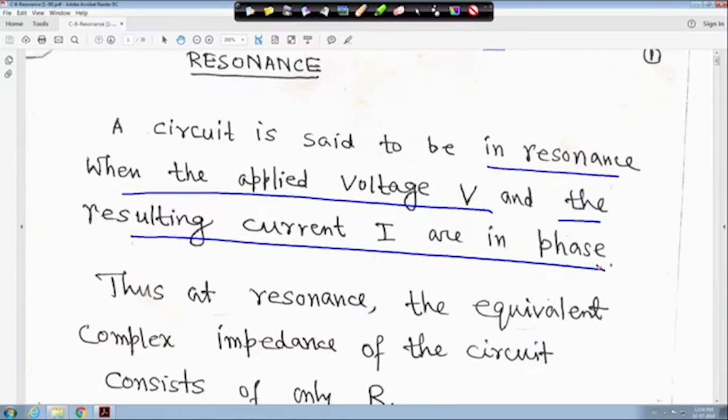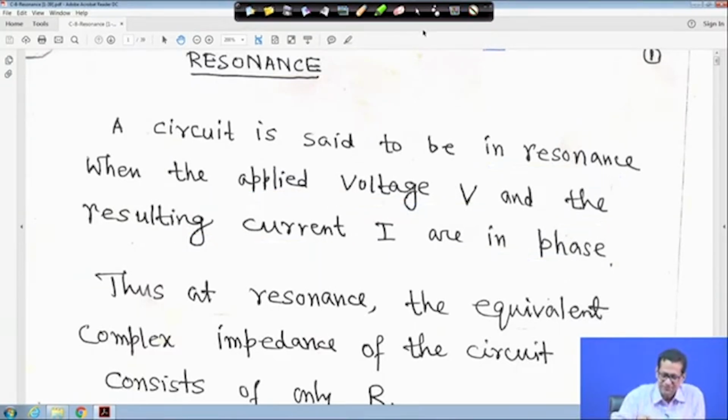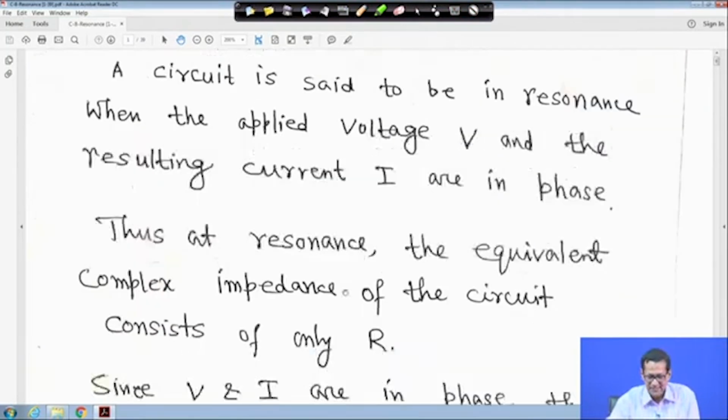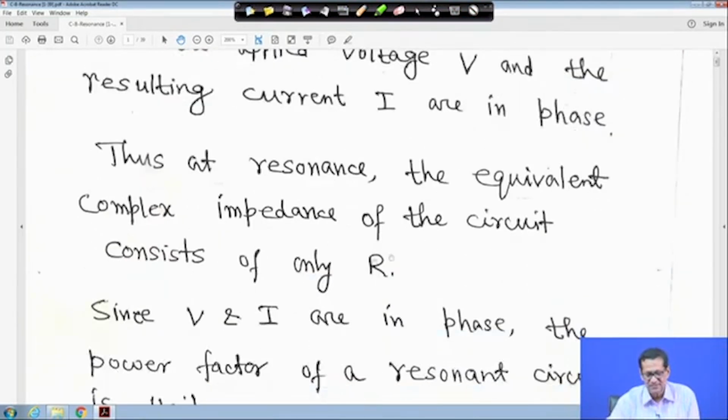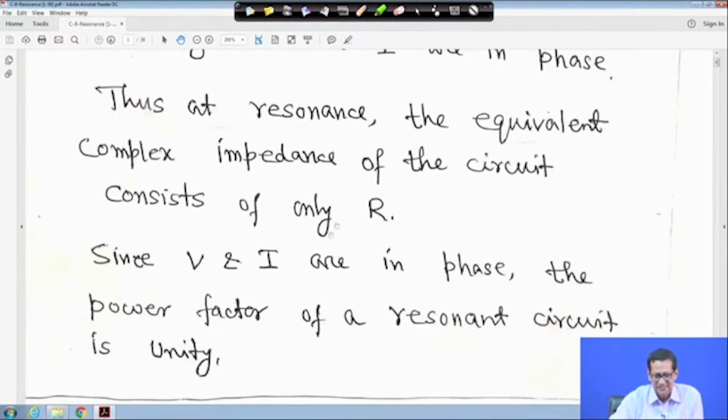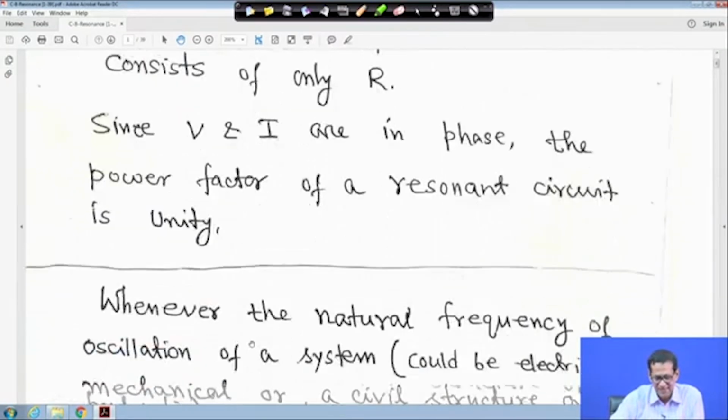If a circuit is in resonance, V and I are in phase, which means the circuit becomes equivalent to a resistive circuit. Thus at resonance the equivalent complex impedance of the circuit consists of only resistance. Since V and I are in phase, the power factor of a resonance circuit is unity. Suppose you have a series RLC circuit, R plus j(XL minus XC). When XL is equal to XC the resonance condition occurs. We will come to that.